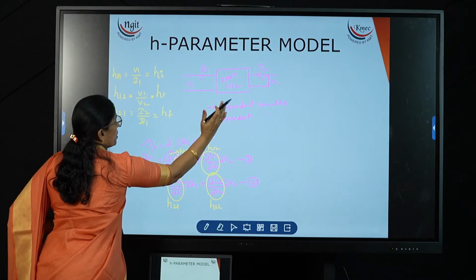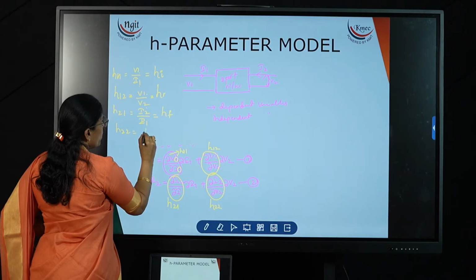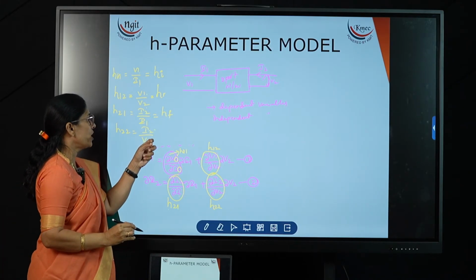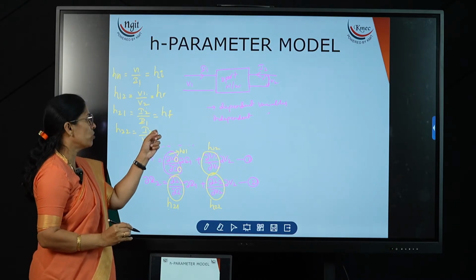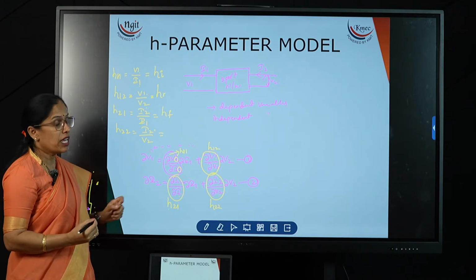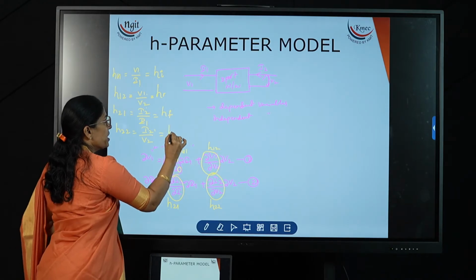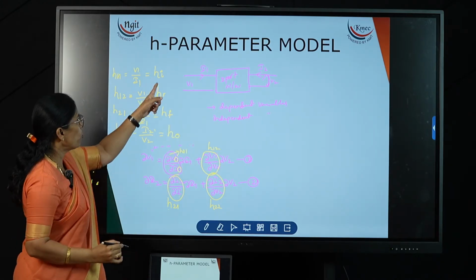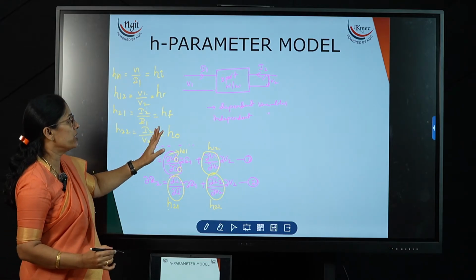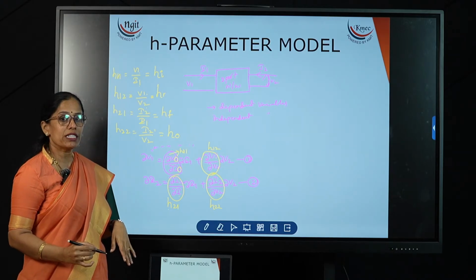Similarly, one more term, H22, is equal to I2 divided by V2, the ratio of output current to the output voltage. The ratio of current to voltage is called admittance, and both parameters are on the output side. So we are representing it as HO. These are the four parameters we need to derive. By using these, we need to construct the H parameter model for the transistor.